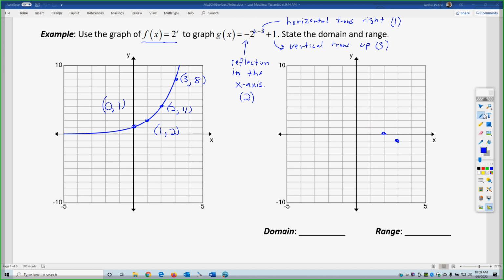Okay, next point is (2, 4). 2, 1, 2, 3, 4. We have to move right 2. Reflect over the x-axis. And shift up 1.